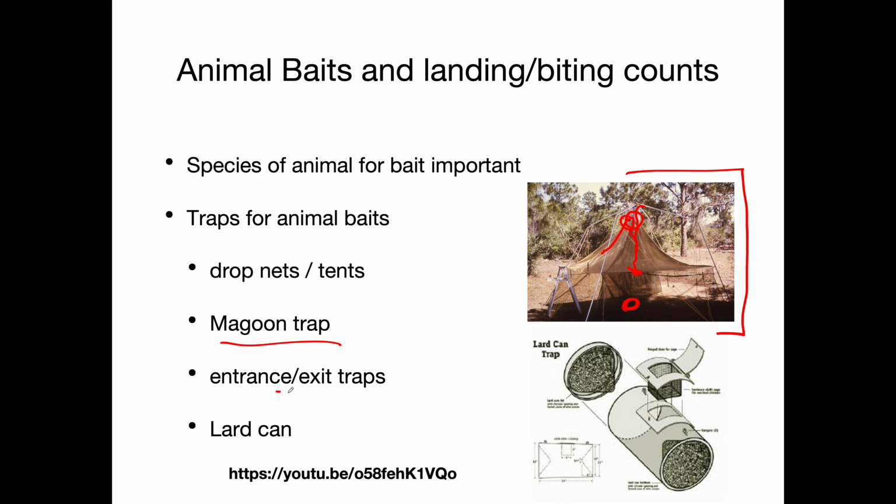Then there are entrance-exit traps, like the lard can. And so in the lard can, this works with this funnel type of structure here as well. There's a small basket that fits down that will have bait in it. So there'll be a mosquito bait, a chemical bait of some kind, inside of this little trap here. And mosquitoes can go in through these funnels this way to get to the bait, but then when they try to get out, they get trapped inside the lard can. So it was called a lard can.